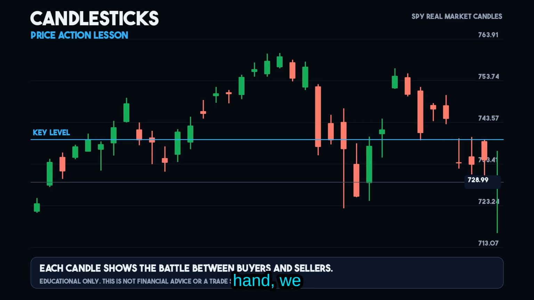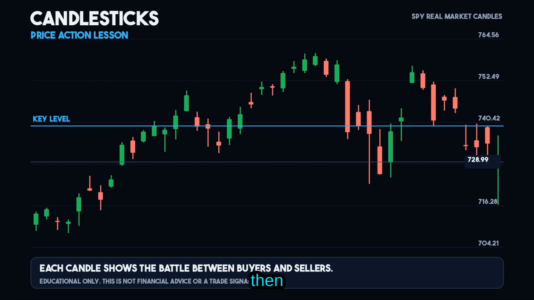On the other hand, we have the double bottom, where a security falls to a low, bounces, makes a lower low, and then rises above the previous low, creating a second bottom. This pattern indicates that the security's price trend is forming a support level and is likely to bounce back up.